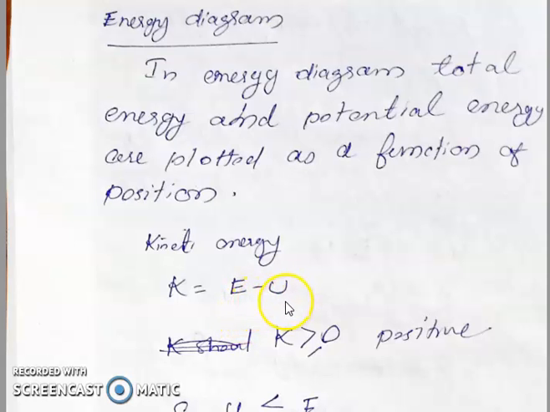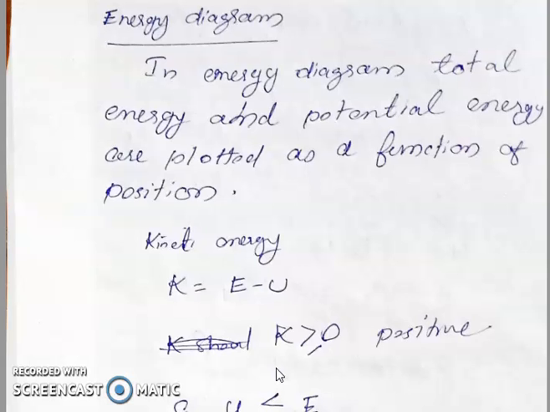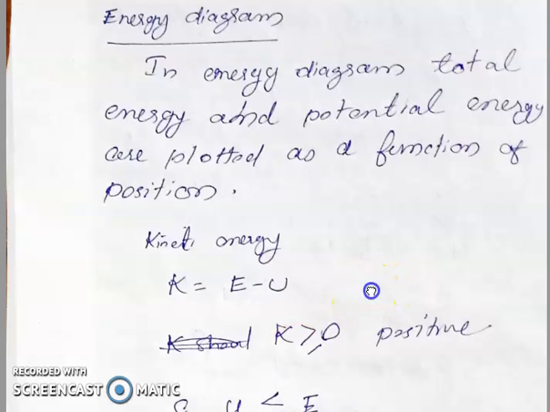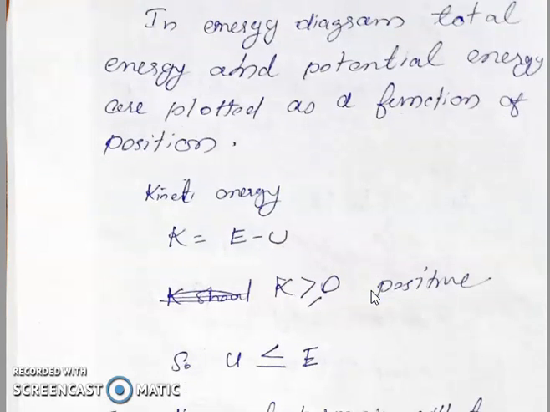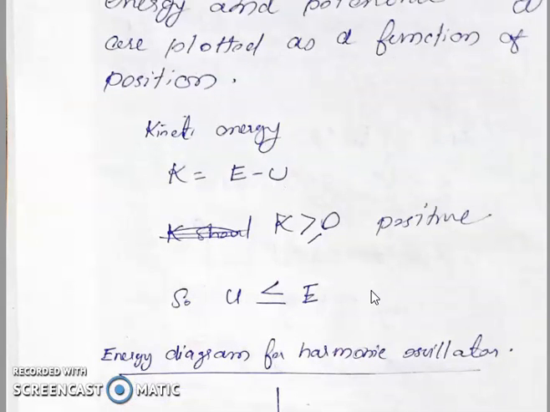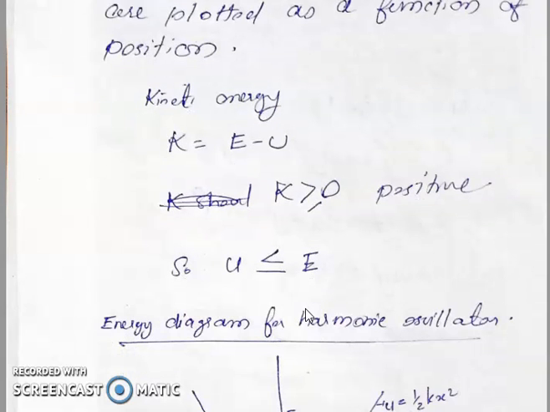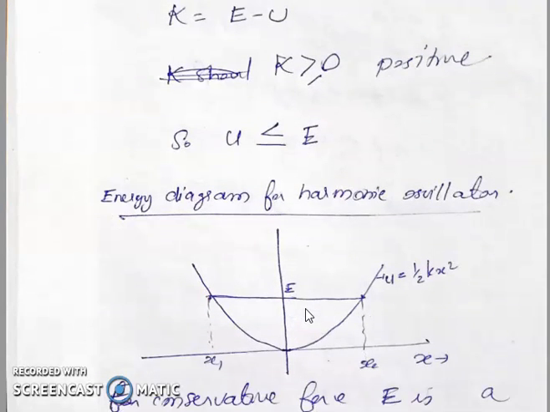So we take the values for potential energy and total energy, and on that basis certain motions will be possible with positive kinetic energy. That is what we will be discussing. And for that case, the potential energy value U should always be less than or equal to the total energy. All this we will look at with the help of an example, that is the harmonic oscillator.